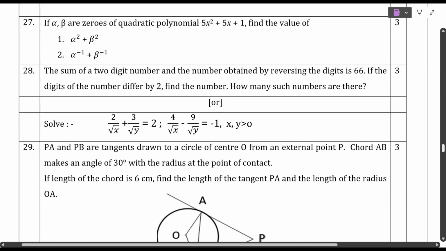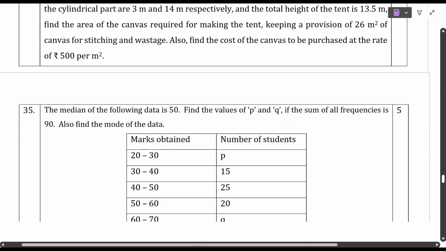Question number 28. The sum of a two-digit number and the number obtained by reversing the digits is 66. If the digits of the number differ by 2, find the number. How many such numbers are there? Okay. So, question number 28.